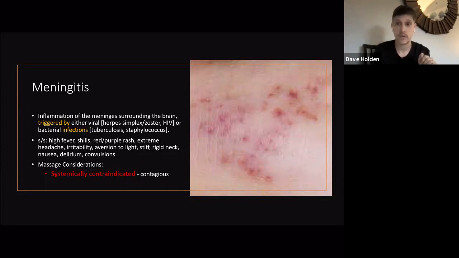Meningitis can be extremely contagious. It will shut down your spa. You do not want it. Meningitis outbreaks will shut down college dorms. They will send all those kids home for the semester while they disinfect everything. It is not a joke. It is bad stuff. So, systemically contraindicated. Do not touch them. Do not let them in your spa. They need to go to the emergency room.